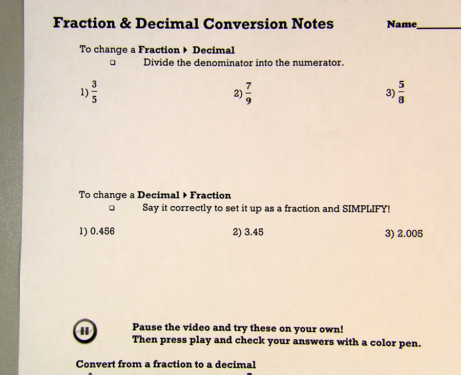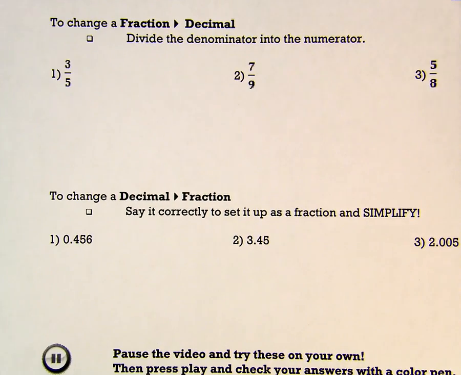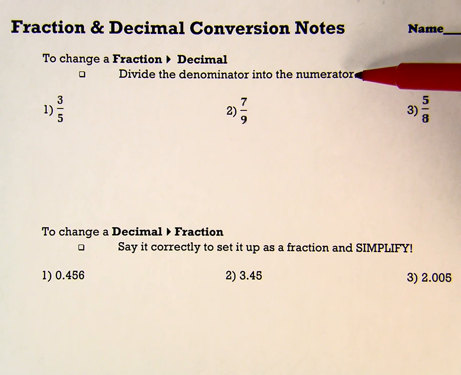Alright, today's lesson is on fraction and decimal conversions. So first thing we're going to do is change our fraction to a decimal. How we do that is we divide the denominator into the numerator. So please make sure you write down this rule about how we do that.